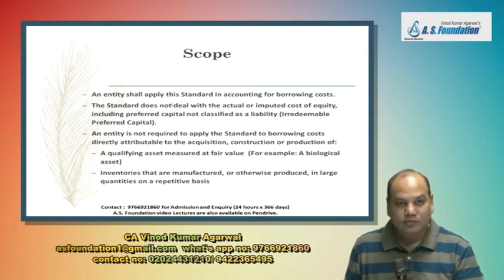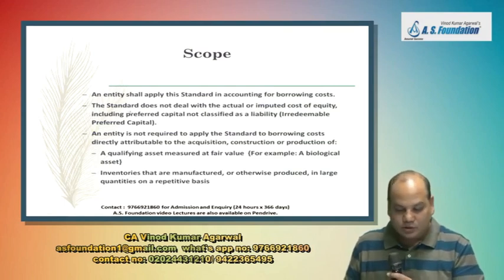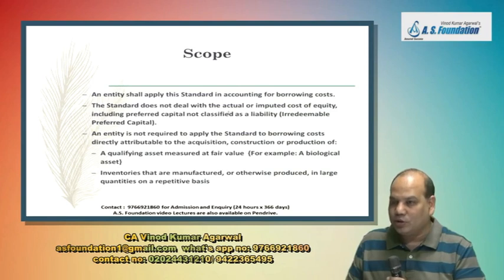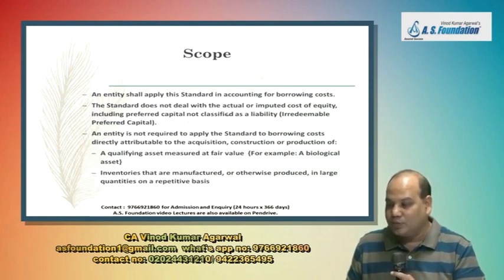This standard is to be applied for accounting of borrowing cost. So the only scope of this standard is how to account for borrowing cost, and of course at the end disclosures about borrowing cost. This standard does not deal with actual or imputed cost of equity. Actual cost means dividend paid. Imputed cost means notional cost. Okay, because equity may have an opportunity cost.